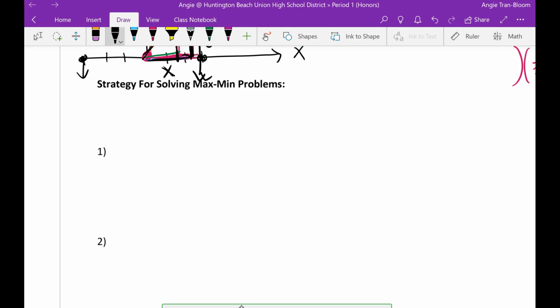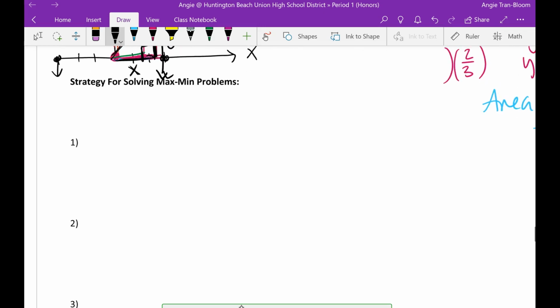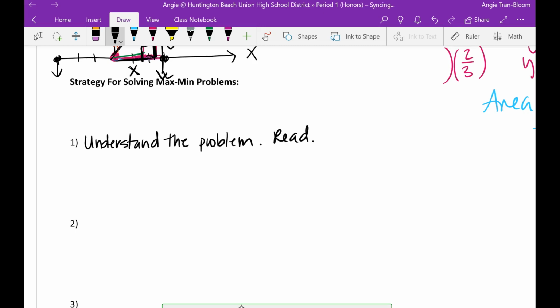All right, let's go. Strategies for solving max-min problems. There look to be 6 of them. Understand the problem. Obviously, that seems like common sense. What you do is read it, and then read it again.